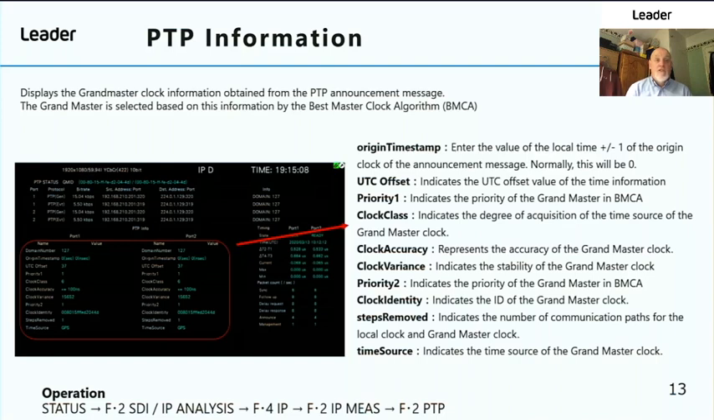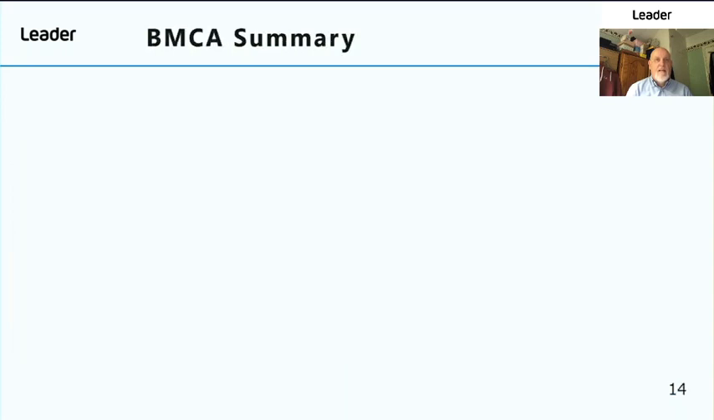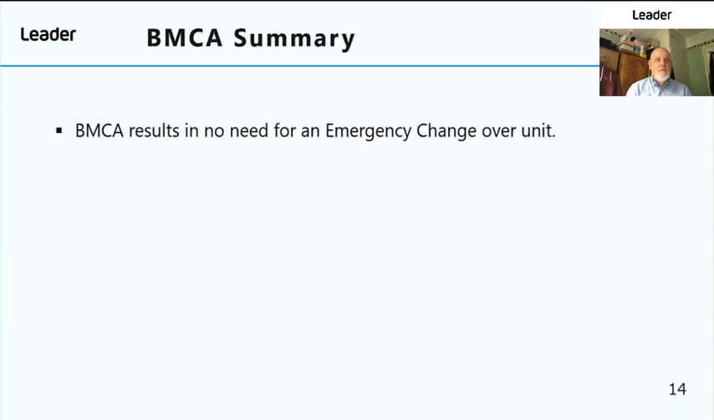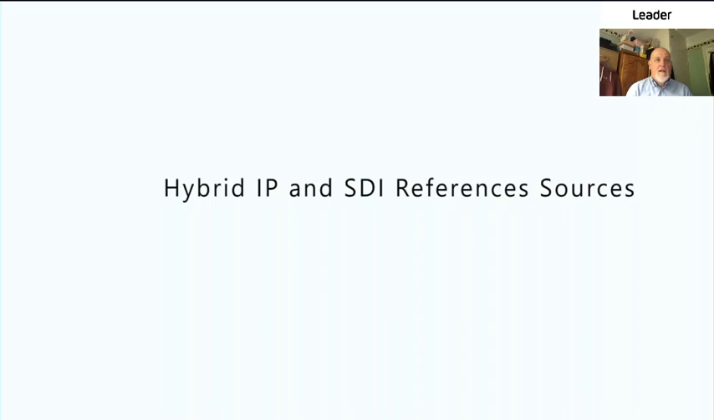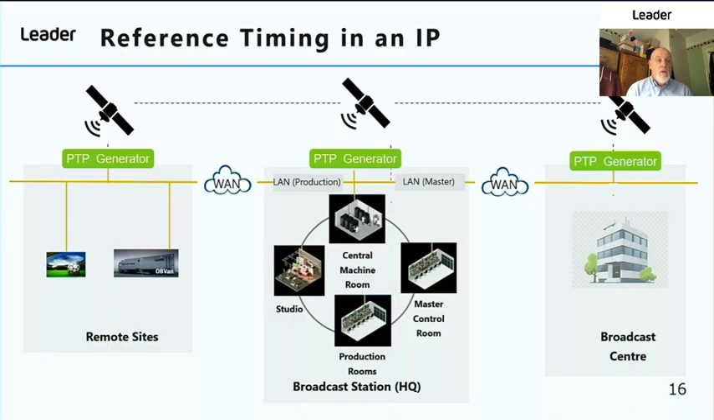If 2 devices should have exactly the same, then the final arbiter will be the MAC address of the device. No 2 devices can have the same MAC address. So in summary, the best master clock algorithm results in no need for an emergency changeover unit. Gone. So if we now look at our network, here is our IP infrastructure.